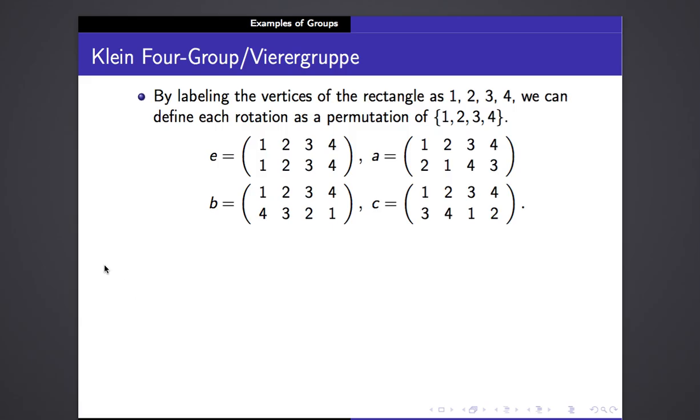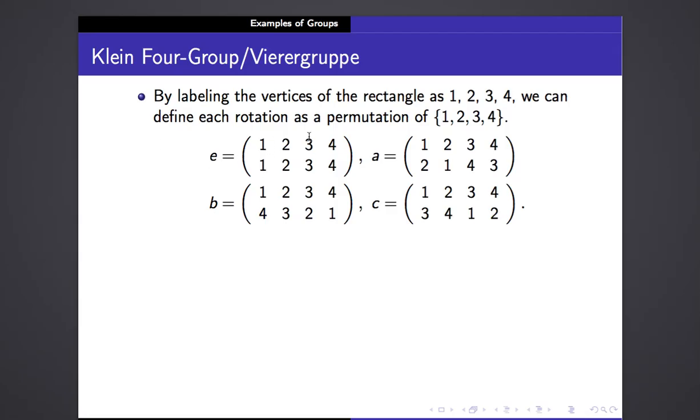There is another way we can represent it. Okay, we can represent the members of Klein-4 group. Okay, so by labeling the vertices of the rectangle as 1, 2, 3, 4, we can define each rotation as a permutation of 1, 2, 3, 4. Remember the word permutation. Here, a permutation of 1, 2, 3, 4 means a bijective map from 1, 2, 3, 4 onto itself. That's called a permutation.